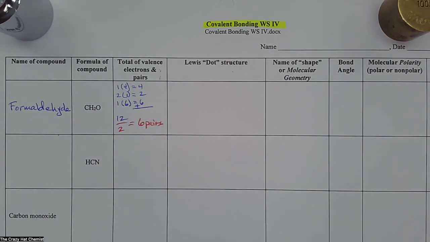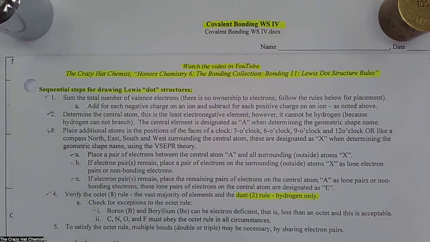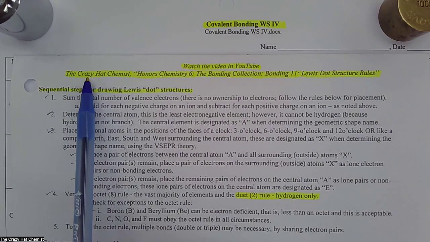That's correct. So now we're going to follow the set of rules that I've outlined and guided you through, and that is right here. We are following these rules on the Lewis dot structures.